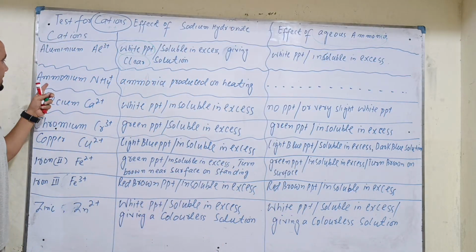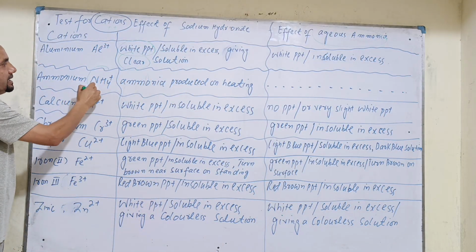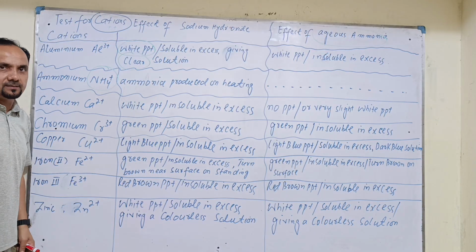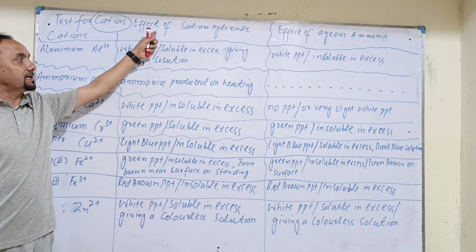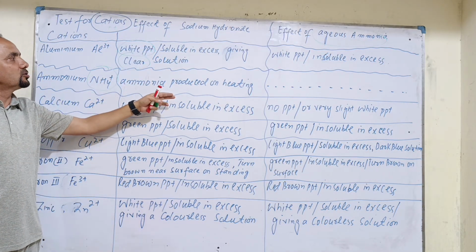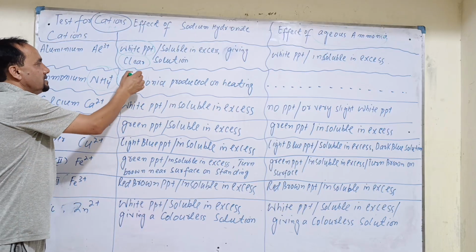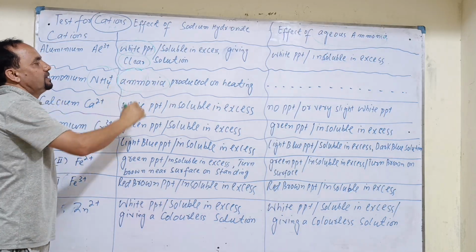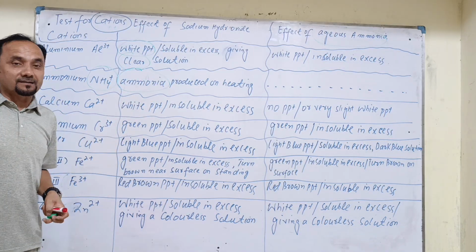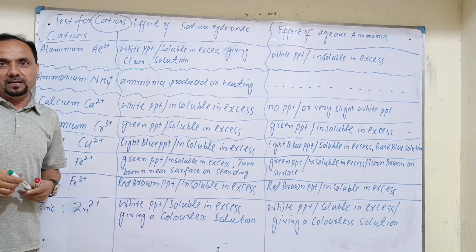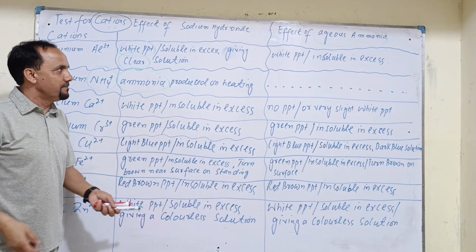The second cation in your syllabus is the ammonium ion, NH4+. When sodium hydroxide is added and you heat for some time, ammonia gas will be formed. And what is the confirmation? Pungent smell. That is the smell of ammonia.